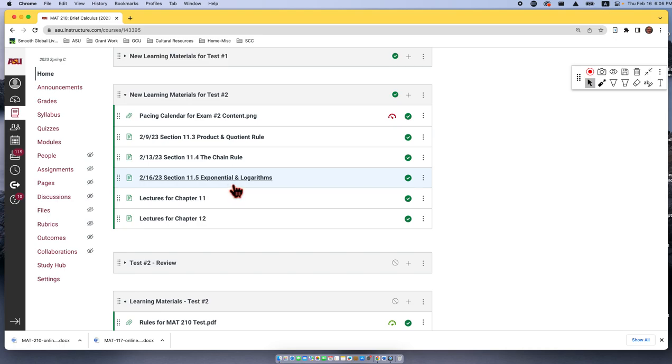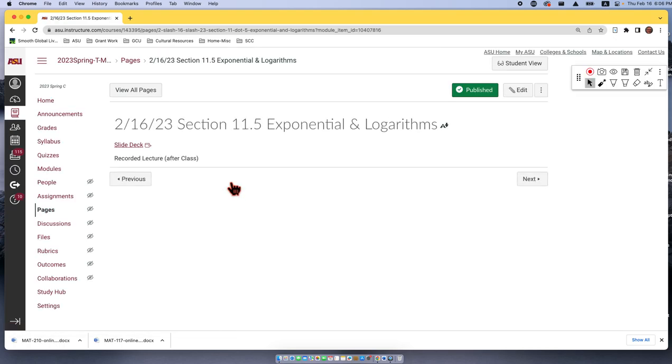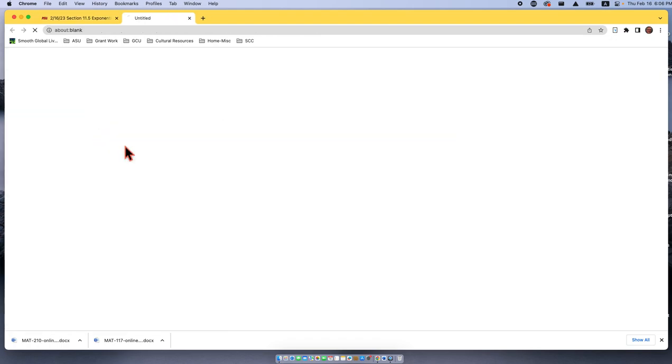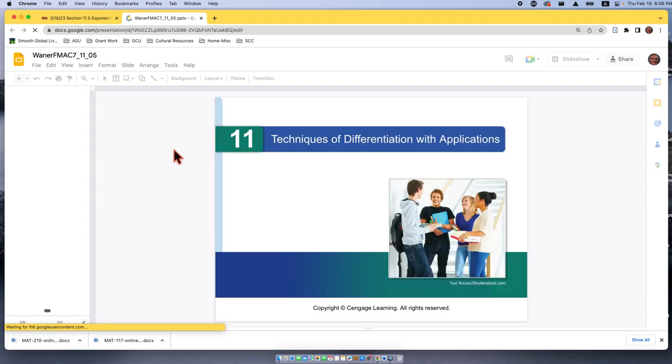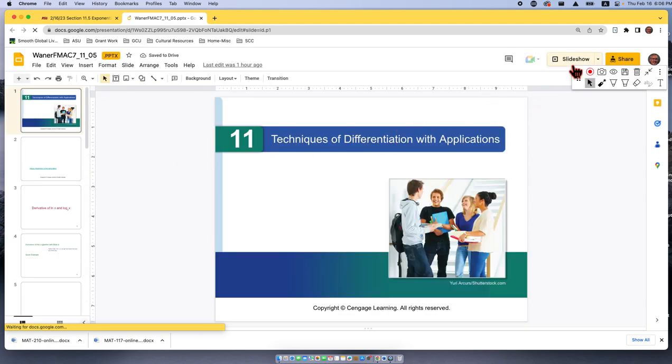And what we'll take a look at now is exponentials and logarithms, how to take their derivative. So I'll just get into the slide deck. We'll turn the slideshow on.